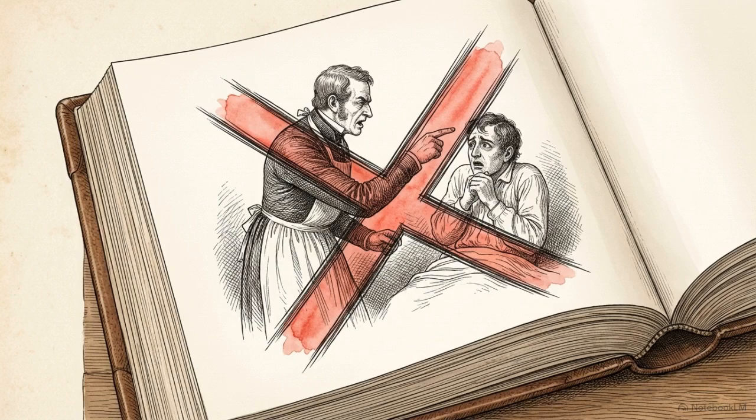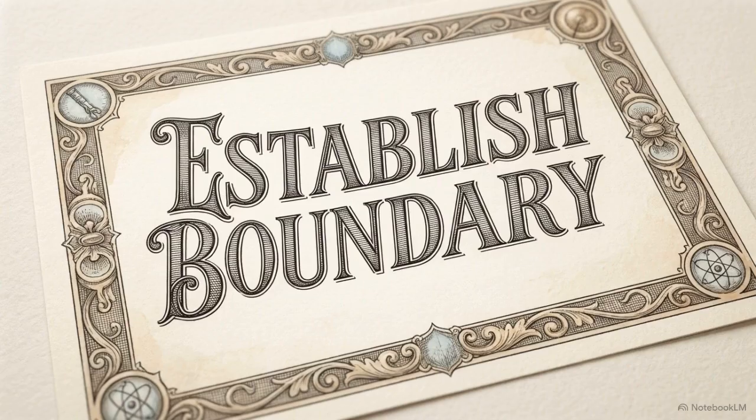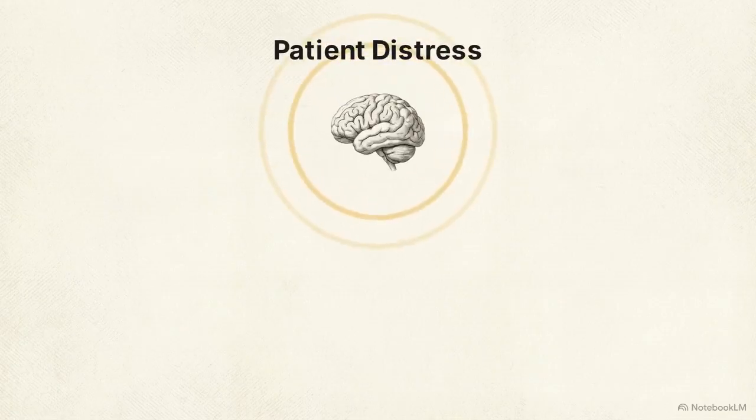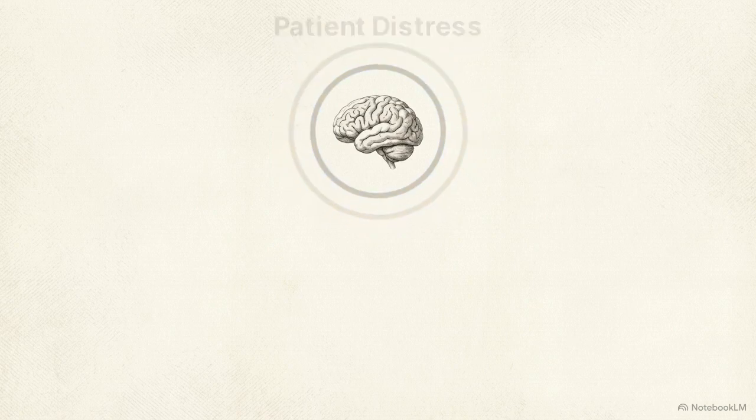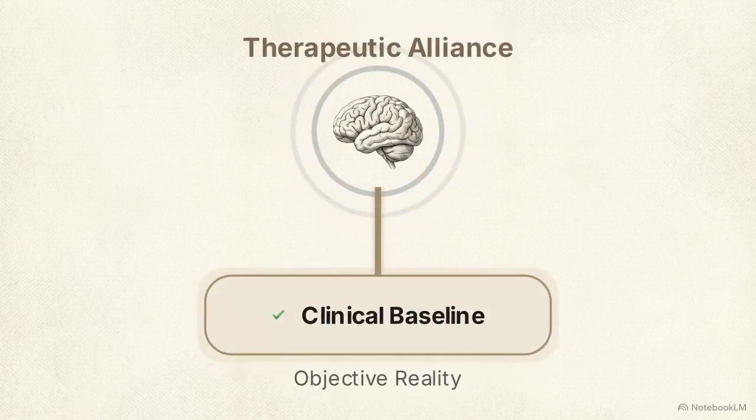At this stage, communication protocols are rigid. Clinicians must never argue with the patient's reality, as it provokes hostility, but they must never validate the hallucination as objective truth. The gold standard response establishes the boundary. "I understand you are hearing voices, but I do not hear them." This phrasing de-escalates anxiety and maintains the therapeutic alliance, firmly anchoring the interaction in objective reality.